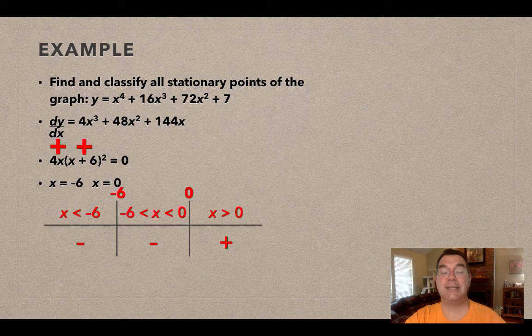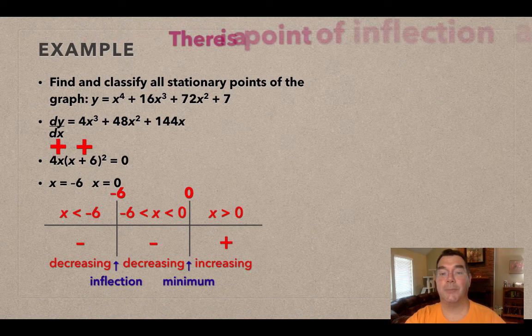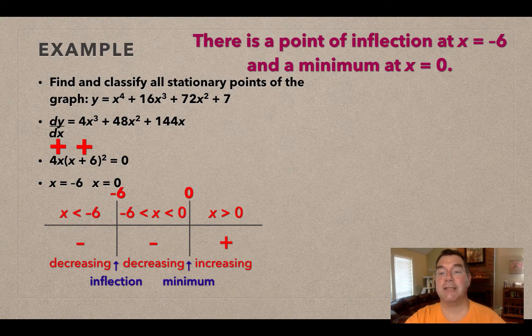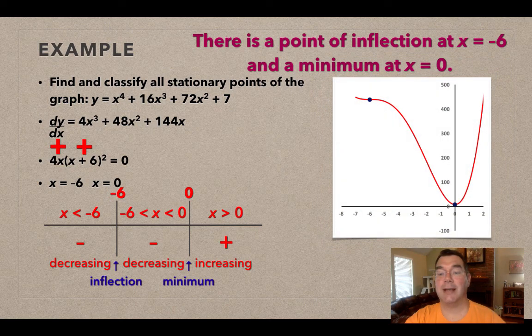Because the sign didn't change at negative 6 from decreasing to anything else, that means that I have an inflection point. Since it did not change from negative to positive or positive to negative, I call that an inflection point. And then for the second part, because it does change from decreasing to increasing, I have a minimum at x equals 0. Okay, so there is a point of inflection at x equals negative 6, and there's a minimum at x equals 0. And if I actually draw the graph, that's what it looks like, and that kind of supports that statement.